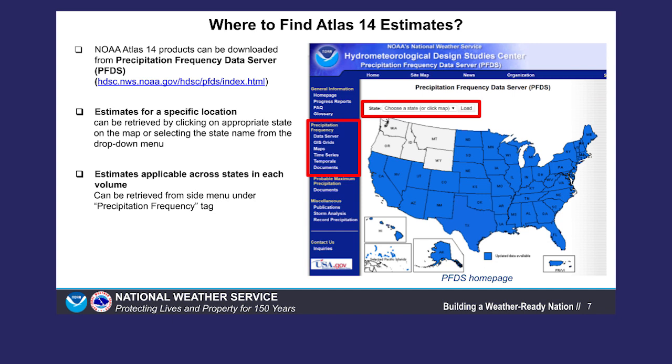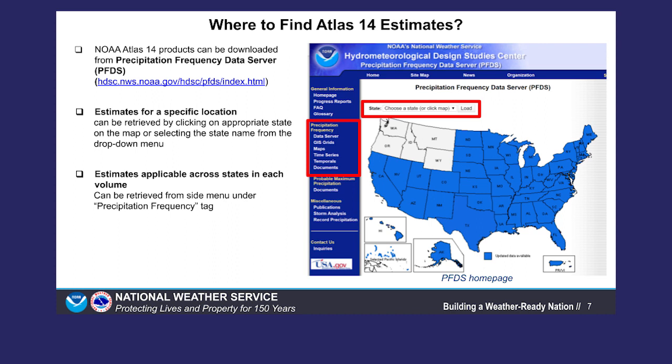Where can you find NOAA Atlas 14 estimates? They can be downloaded from the Precipitation Frequency Data Server website. The PFDS homepage, shown in the figure, has a clickable map of the United States and affiliated territories, and a side menu on the left with various links.